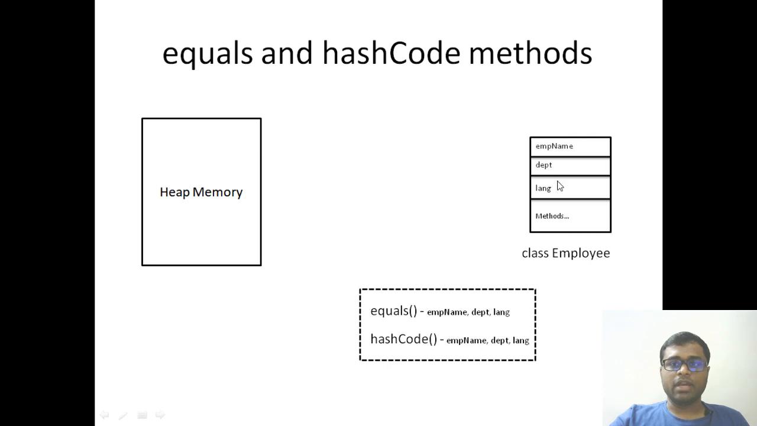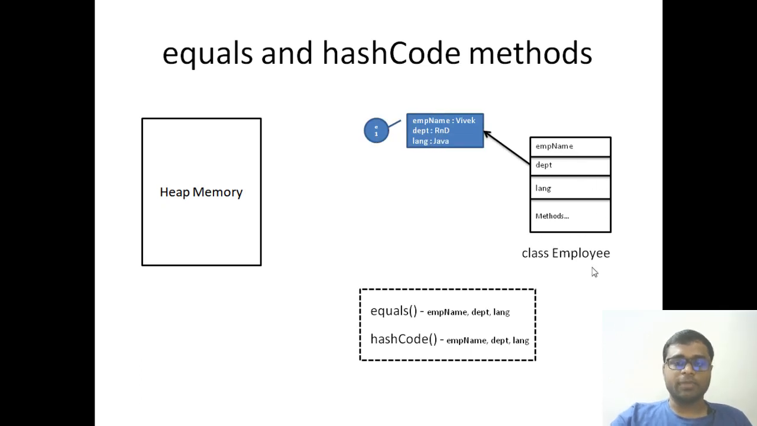In this class, we have three instance variables: employee name, department name, and also a language specialization for an employee. Now, when we create an object of this particular class, employee, we provide values of employee name as, let's say, Vivek, and department is R&D, and the language specialization is Java. When this object is created, a memory will be allocated in the heap memory. In our case, E1 is the object name, which contains all this information.